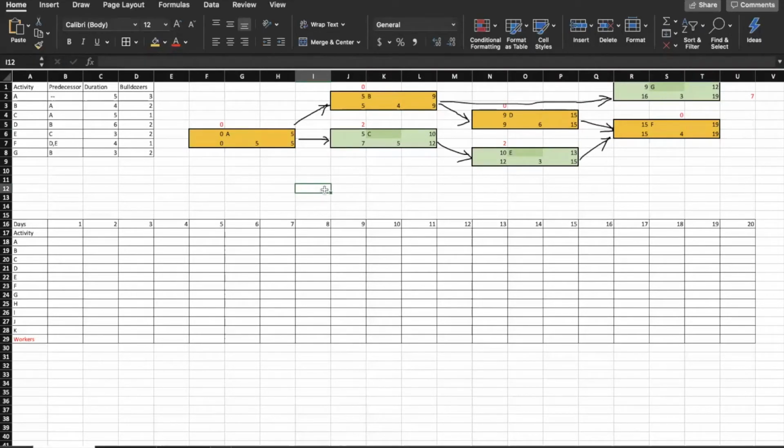So we're finished with the Gantt chart, and we'll continue to figure out how many bulldozers we'll need to use in order to complete the task. So for activity A, we can see that we need 5 days. So I'll just highlight 5 cells. And for each of those days, we need 3 bulldozers. So I'll put the number 3 in each of those cells.